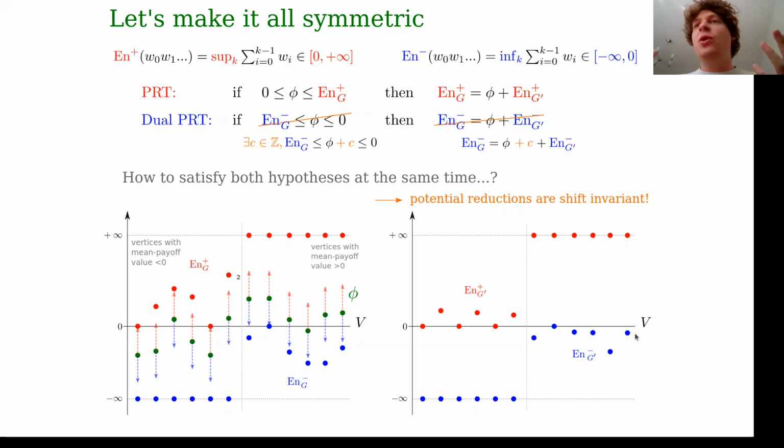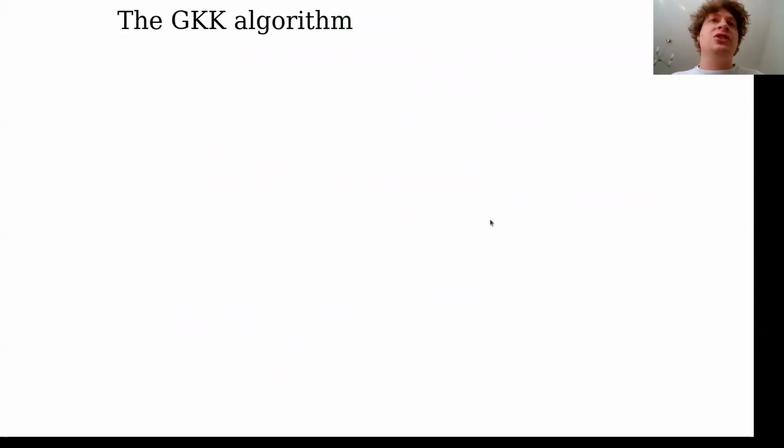Okay, so that's the idea. If I can get a potential that satisfies, so that is like the green potential here, so a potential such that by shifting it, I can satisfy both PRT and dual PRT, then I win on both fronts. I really get both positive and dual energies closer to 0, and this is a very nice symmetric algorithm. Okay, and the GKK algorithm does just that.